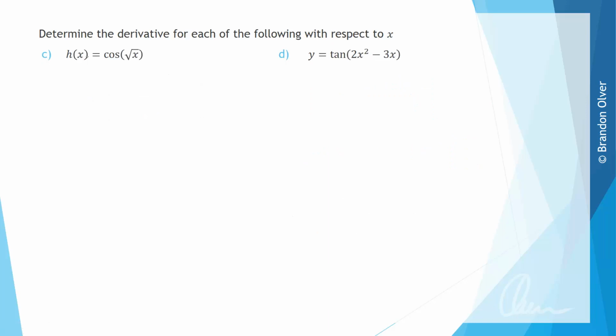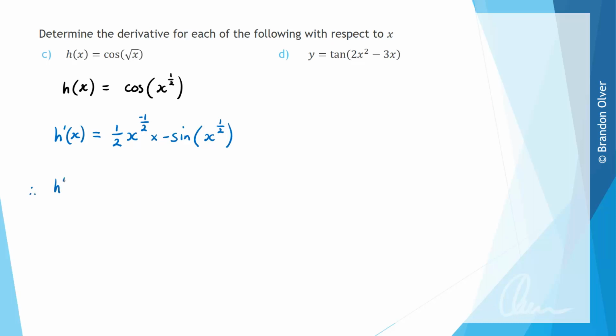For part C, we have h of x is equal to cos of the square root of x, and that means that h of x could be written as cos of x to the power of a half. And following the process for generalizing the derivative, we take the derivative of the inner, so we take the power out the front, so a half x to the power of, and 1 off the power gives negative a half, and then the derivative of cos is going to be negative sine, and we keep the original function in there. So therefore the derivative h dashed of x is equal to, and here we have a half times x to the power of negative a half.